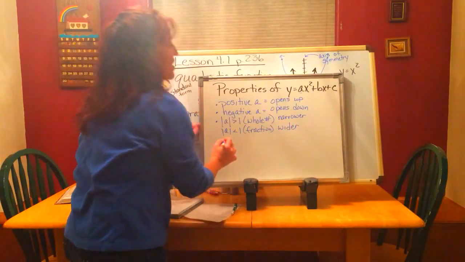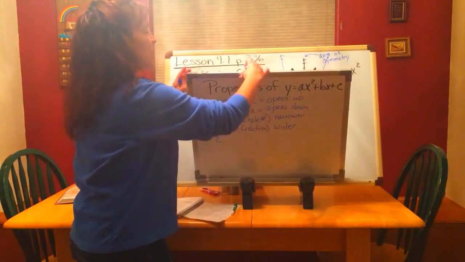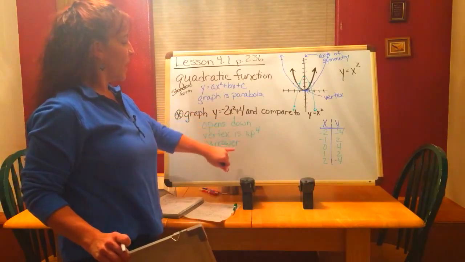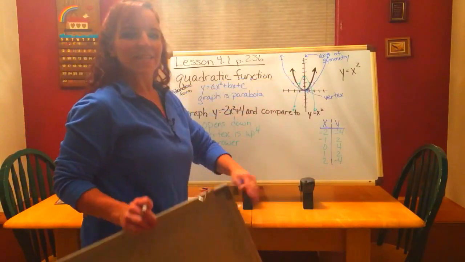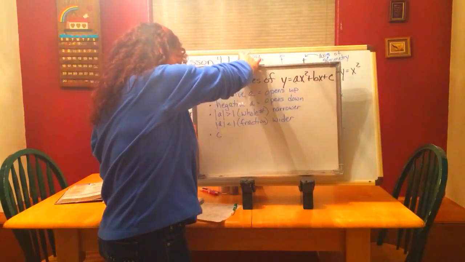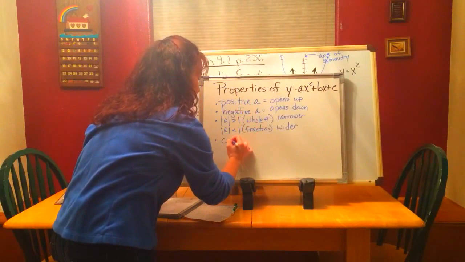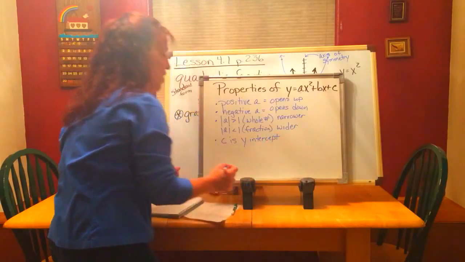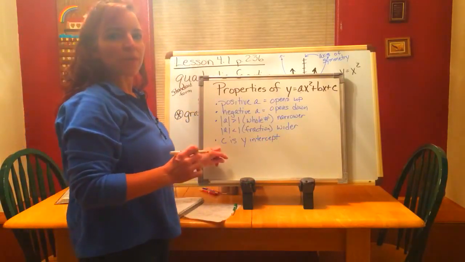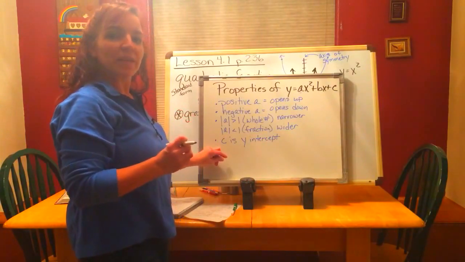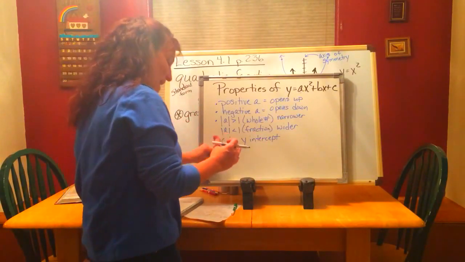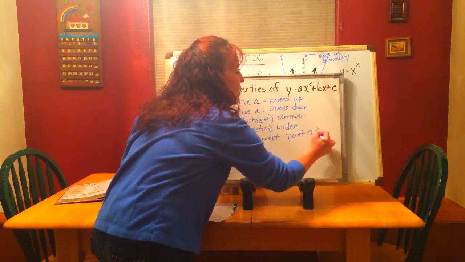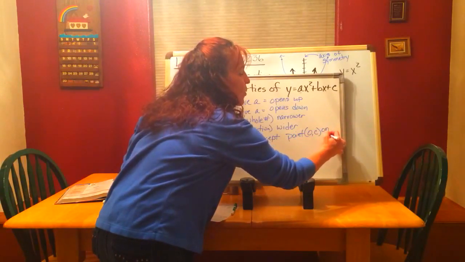The C, if you'll notice, is what we added here. When we added 4 to our squared term, it moved our vertex up. C is going to be the y-intercept. So C is not necessarily always going to be where your vertex is, but it will be where your parabola crosses the y-axis. So the point (0, C) will be on your graph.